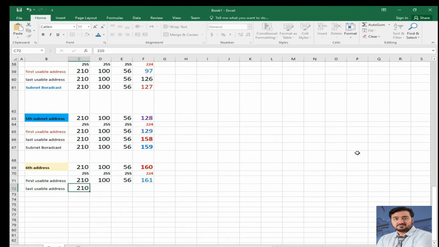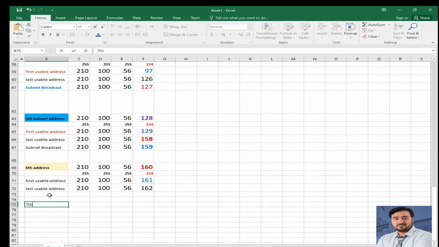Shall I name it or you will tell me? Yes. 162. No, not 62. First, we need to find out the seventh subnet. If we don't have the seventh subnet, let me write the seven subnet address.